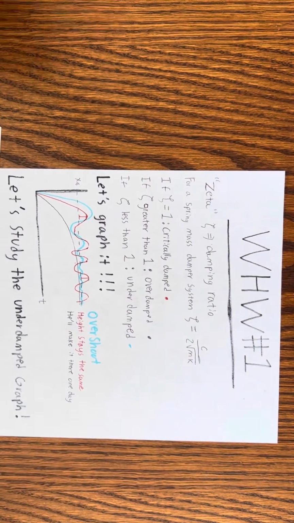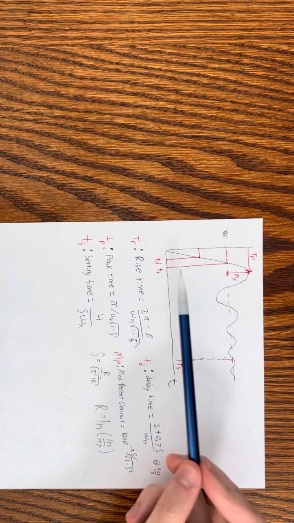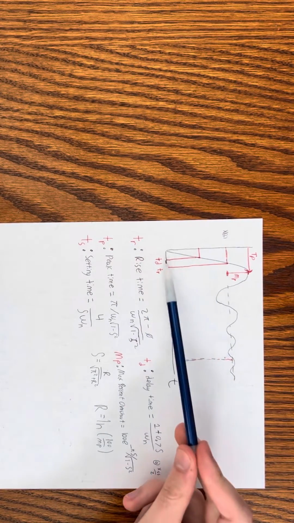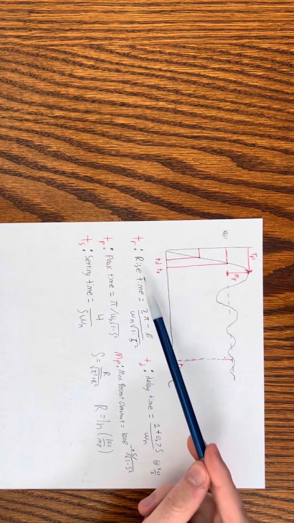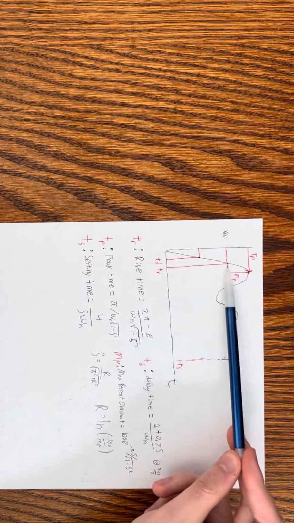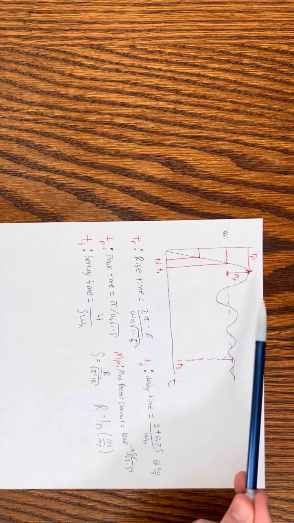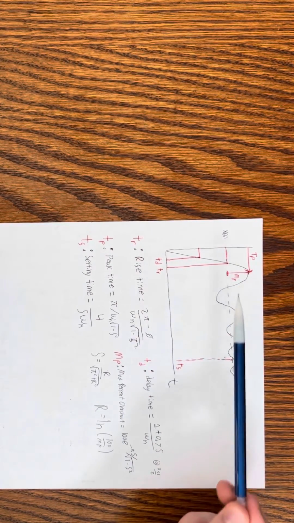So let's study the underdamped graph specifically. A couple of things that we can pull out from this are a lot of things with the time versus position. This first thing here is our delay time, which is the time it takes for it to reach half of the height. The rise time is the time it takes to reach the steady state. The peak time is the time it takes to reach this greatest maximum value here.